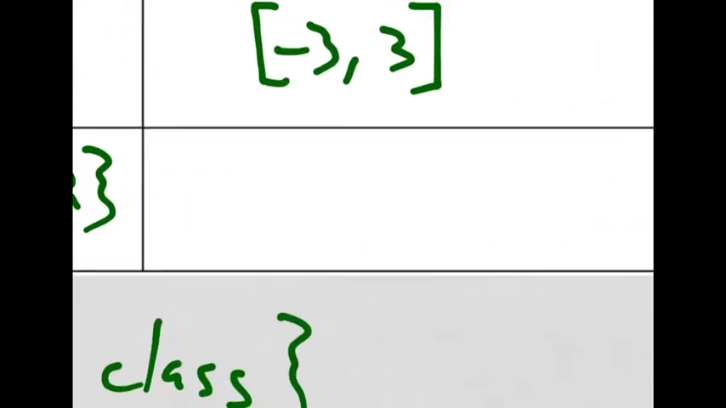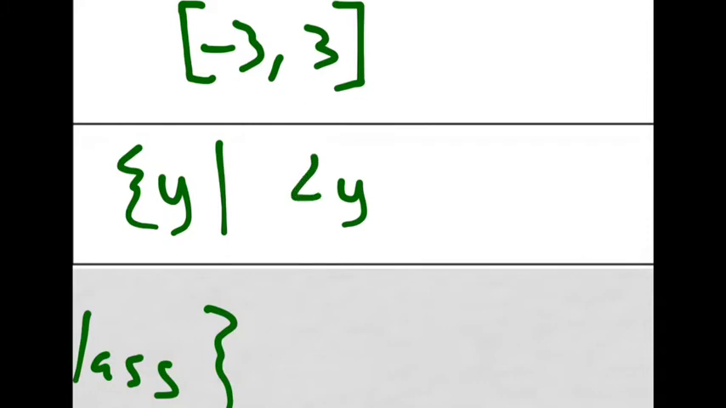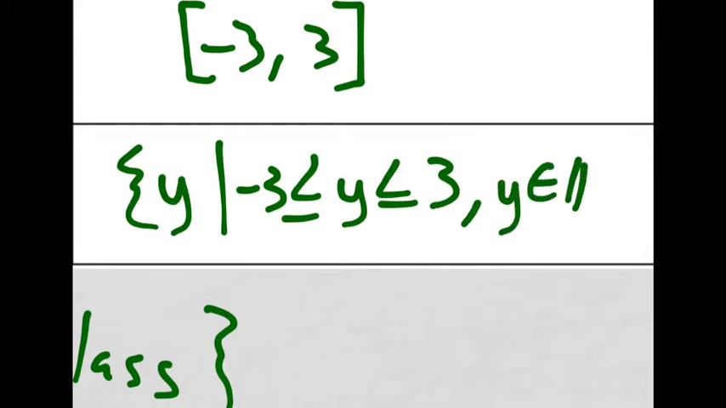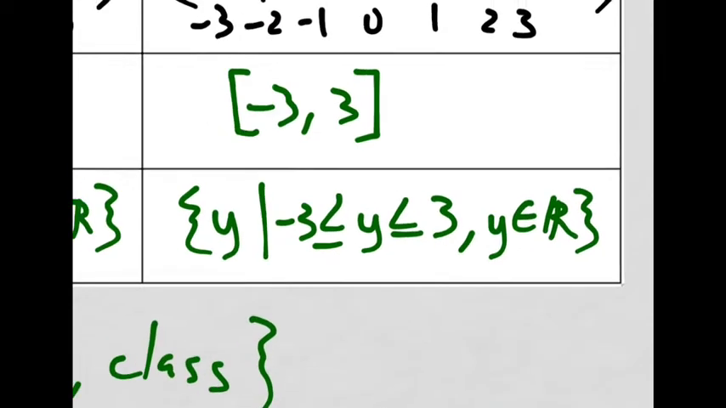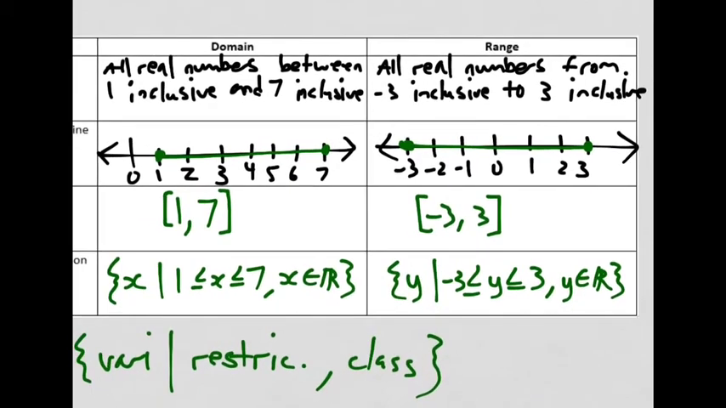Then we go over here to range. This is represented by the variable Y, such that Y is greater than or equal to -3 and less than or equal to 3. Y is a real number. There we go. I'll leave that there for a second for you to copy. If you need to pause it, that's fine.